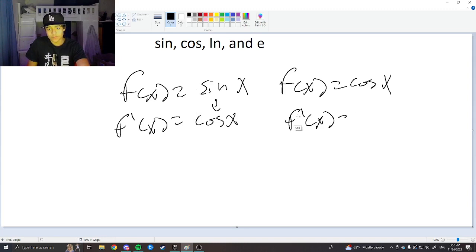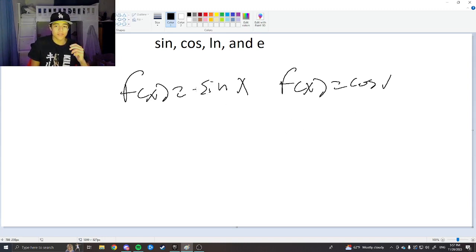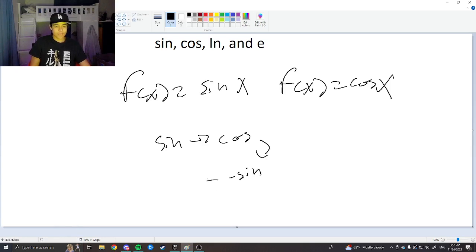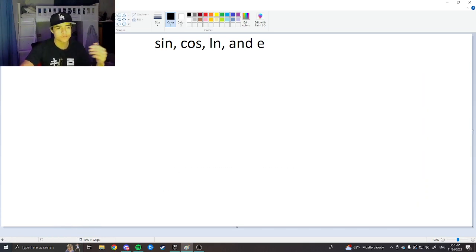And the same thing is true if it's backwards. If you have negative sine, it becomes negative cos, and if you have negative cos, it becomes sine. So it's kind of like a cycle: if you derive sine, you get cos. Then you derive cos, you get negative sine. You derive negative sine, you get negative cos, and that goes back to sine. So it's like a circle. If you have coefficients, they stay there.